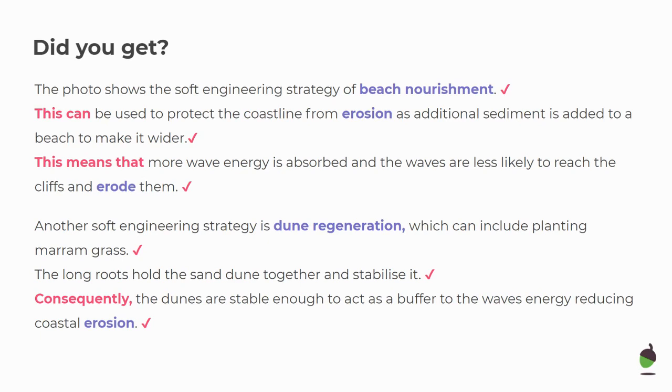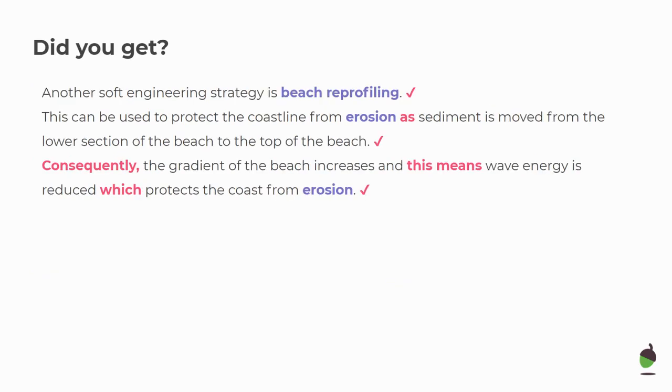You didn't have to do dune regeneration, you could have done reprofiling. Another soft engineering strategy is beach reprofiling. This can be used to protect the coastline from erosion as sediment is moved from the lower section of the beach to the top of the beach. Consequently, the gradient of the beach increases, and this means wave energy is reduced, which protects the coast from erosion. How did you get on?